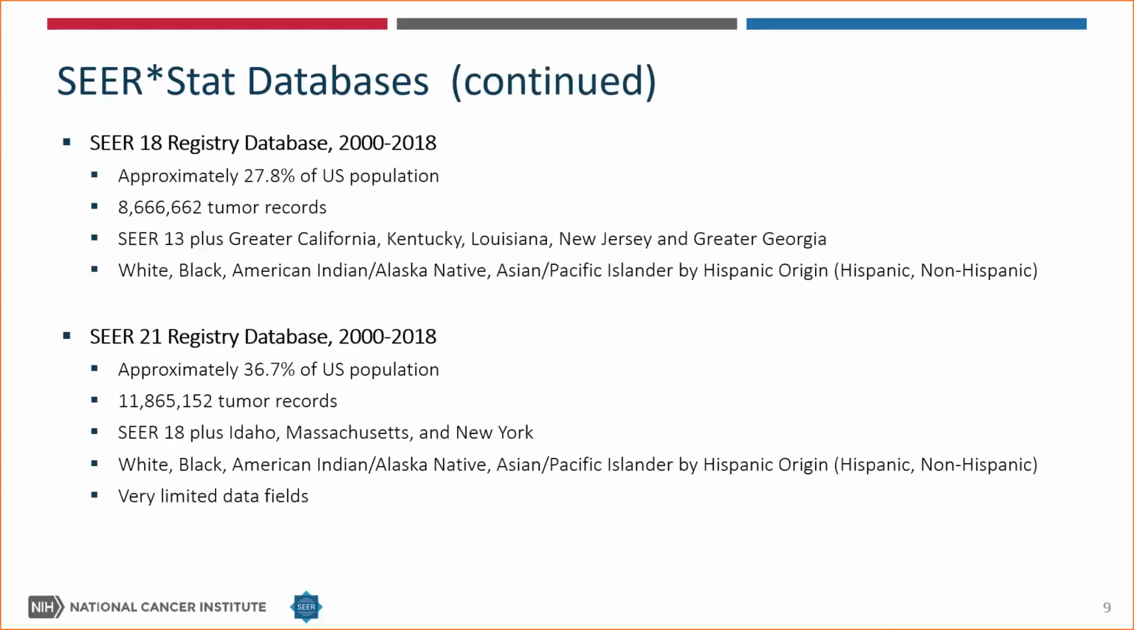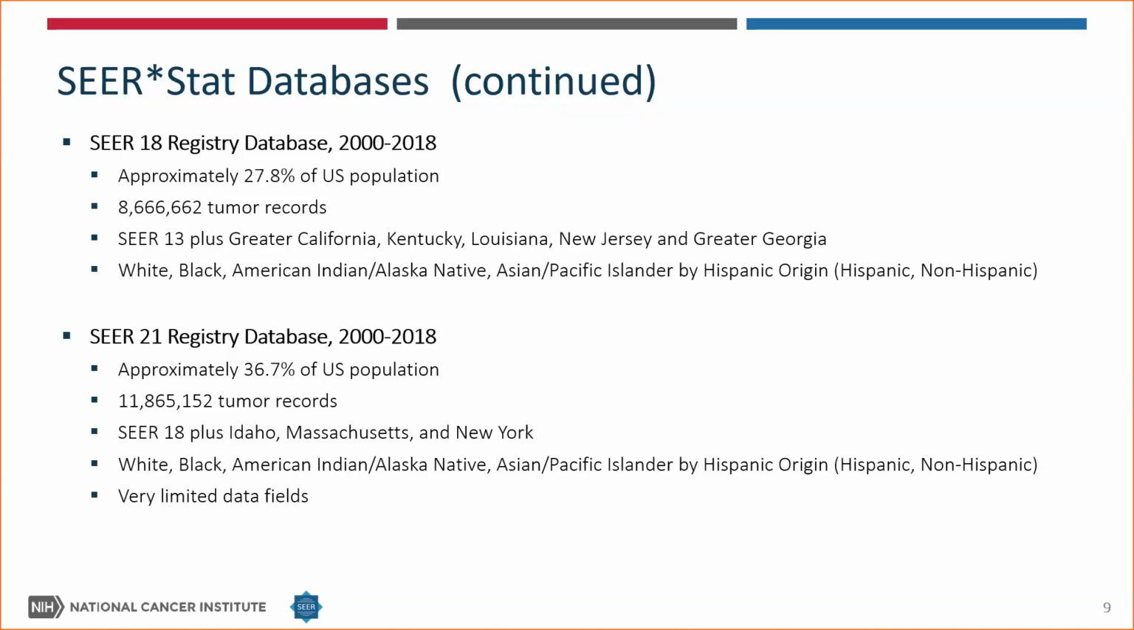And then we get into SEER 18, which again, much larger population coverage, many more tumors. We added in Greater California, which means now we have the total state of California, Kentucky, Louisiana, New Jersey, and Greater Georgia, which means we have the entire state of Georgia. And the races, and then we get to SEER 21 with this extra expansion, and our population coverage goes up significantly. Number of tumor records goes up. We added Idaho, Massachusetts, and New York. And you might ask, well, why even bother with SEER 18? And it's this bottom bullet here.